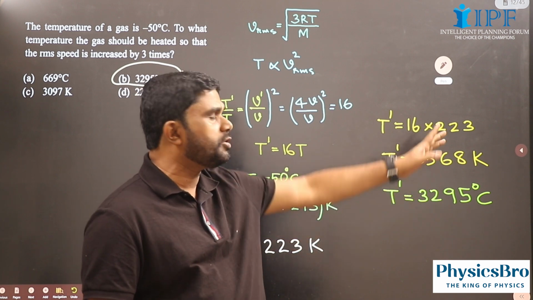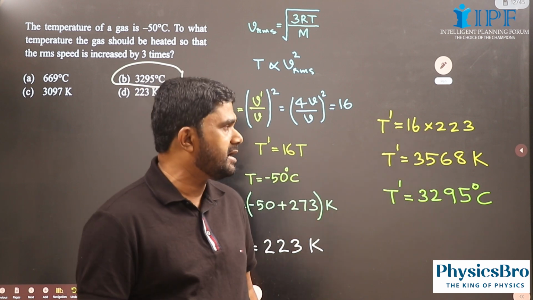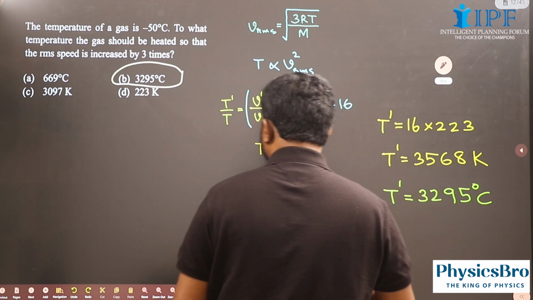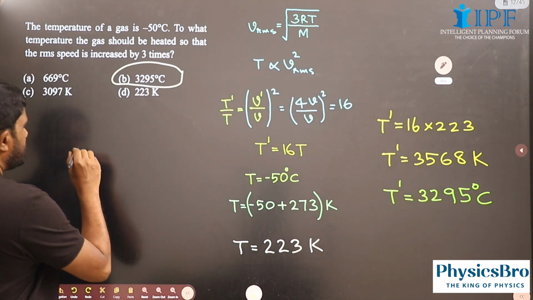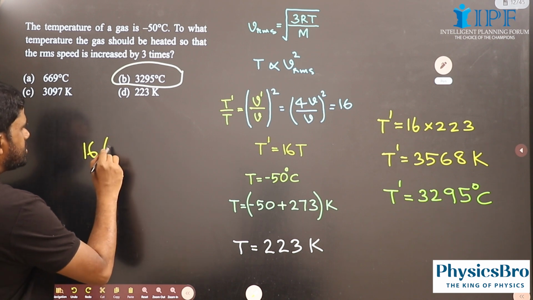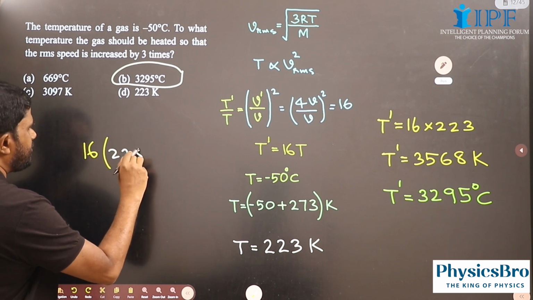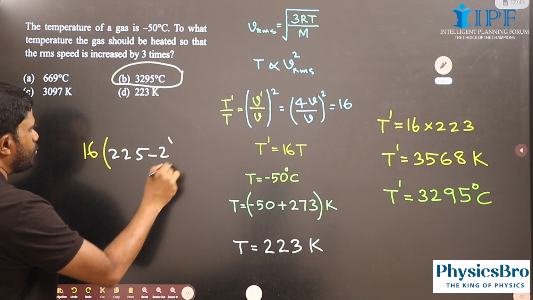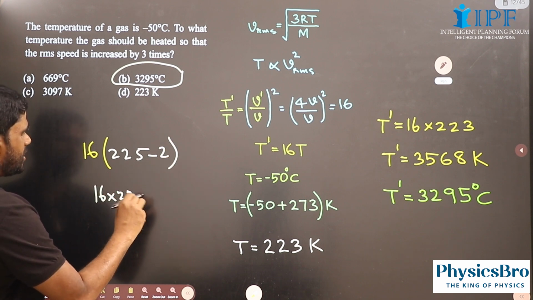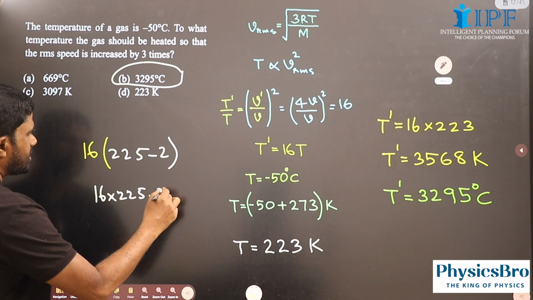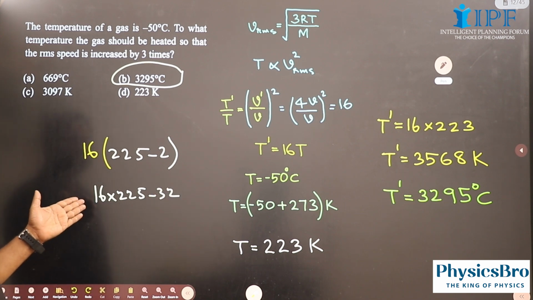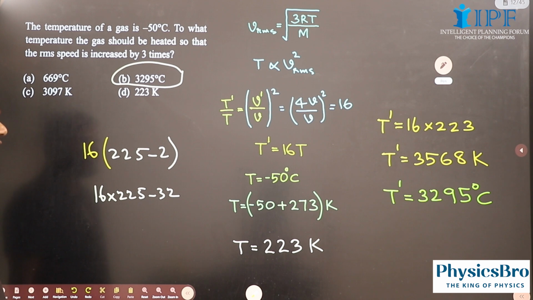Now, children, suppose you want to multiply this 223 with 16. Okay, but this 223 you can express it as actually 225. See, you need not express anything. See, all this you have to do mentally. Okay, mental calculation. This is actually 225 minus 2. Okay, so this is 16 into 225 minus 32. And see, this is 16 into 225.